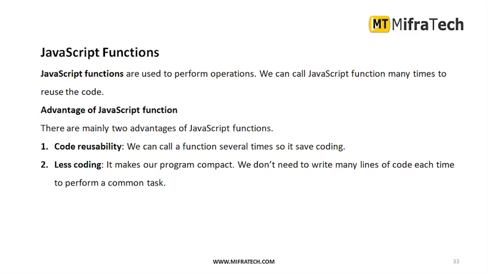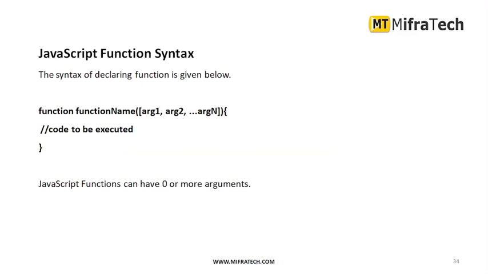JavaScript functions. JavaScript functions are used to perform operations. We can call a JavaScript function many times and reuse the code. There are mainly two advantages of JavaScript functions: code reusability and less coding. In code reusability, we can call a function several times to save coding. Less coding makes our program compact. We don't need to write many lines of code each time to perform a common task.